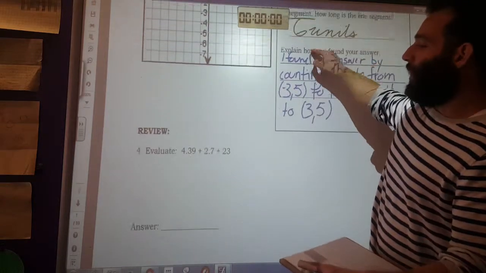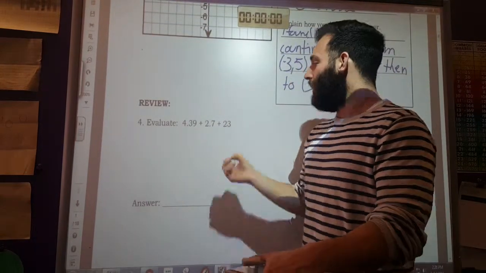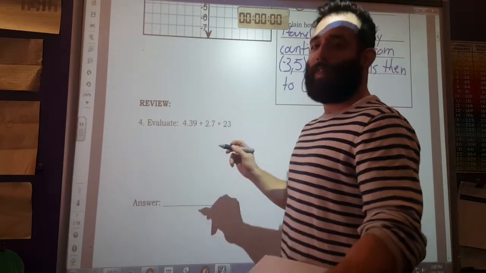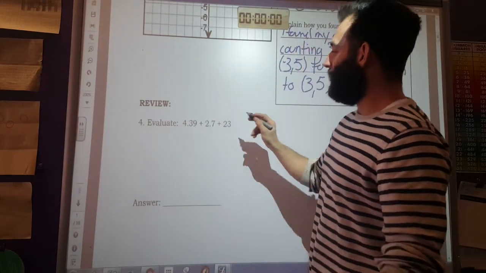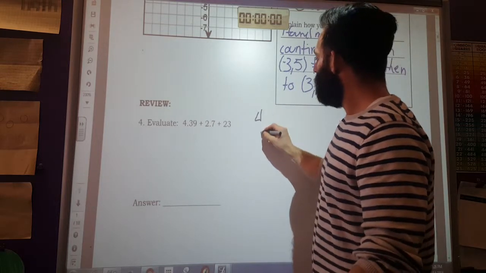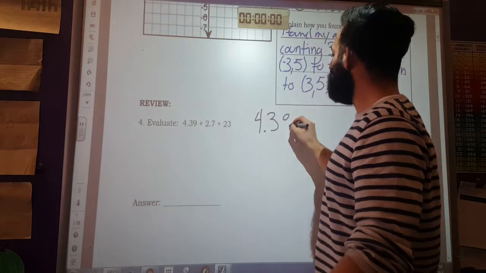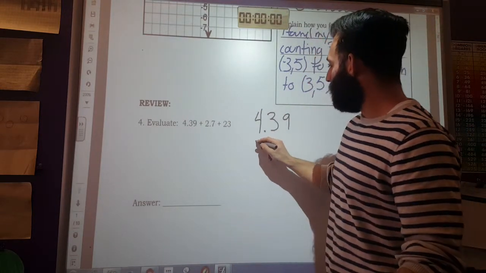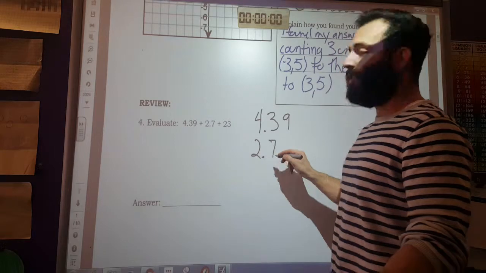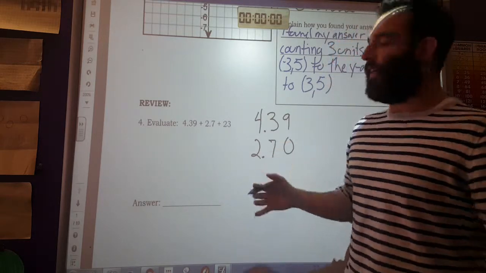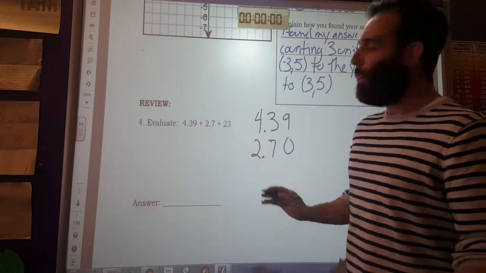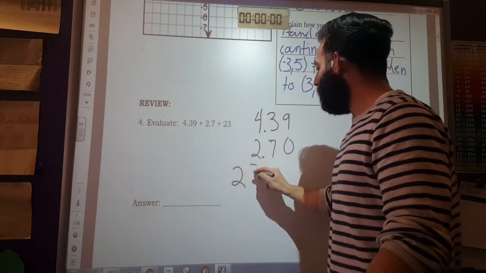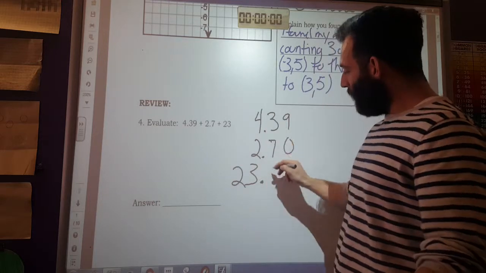Number 4 is asking you to evaluate this expression here. 4 and 39 hundredths plus 2 and 7 tenths plus 23. Now it's important to remember that when you're adding or subtracting decimals, you line up the decimals. So 2 and 7 tenths, and I'm going to add a 0 because I like to have everything underneath something else. Plus 23, remembering again to put your decimals underneath each other.